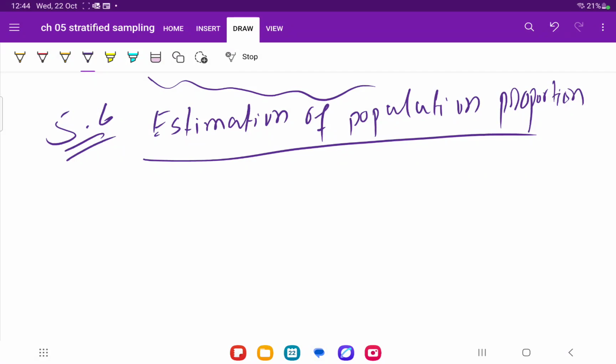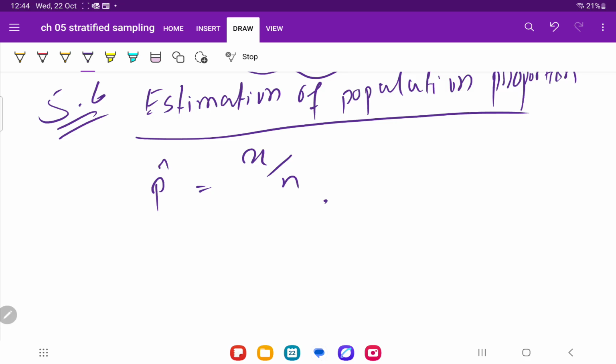We know that the proportion is estimated through P, which is equal to x over n. Okay, so for example, if we have two sets of populations in which we wanted to count male and female.